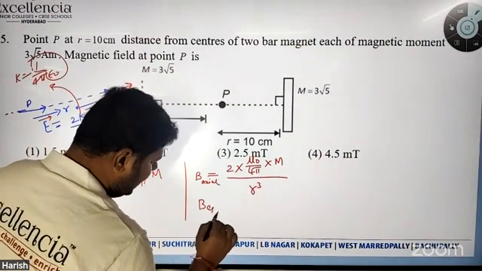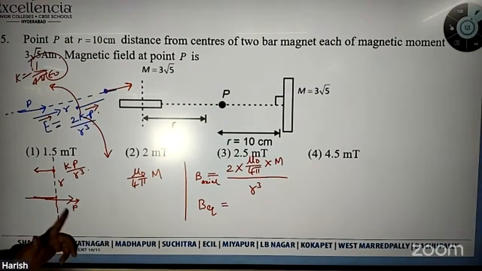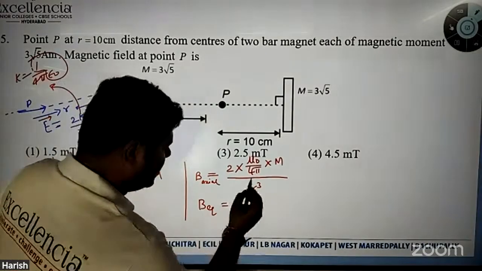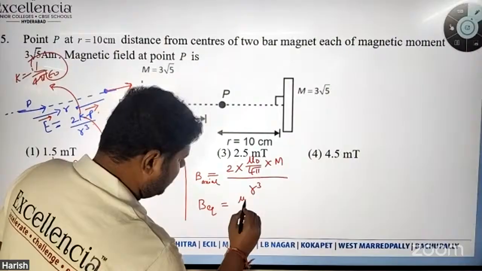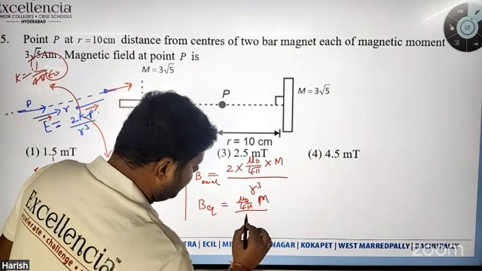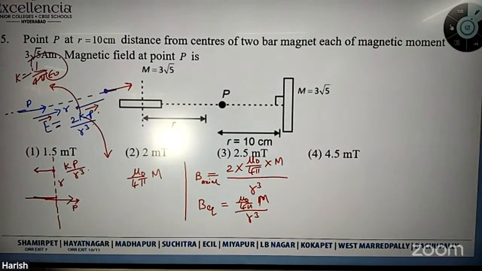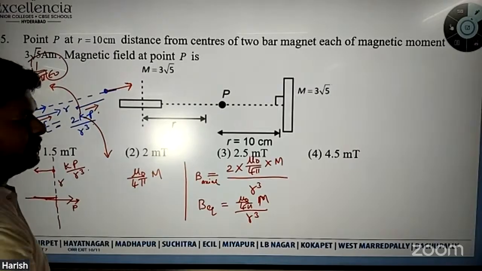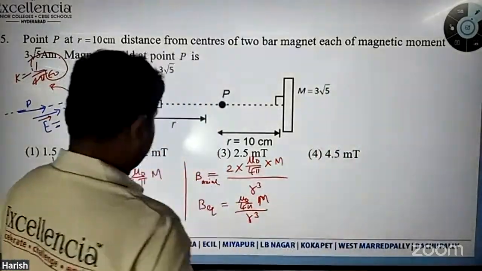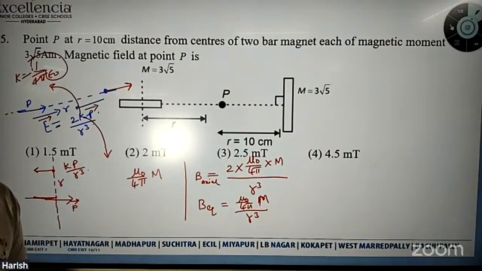If you find magnetic field on the equatorial line, I said for electric dipole it is Kp by R cube. So here it will be mu naught by 4 pi into M by R cube. There are two formulas you can use to solve this particular question. So I'm just arranging this. So I'll keep only these two formulas.